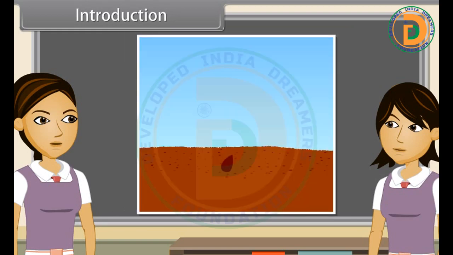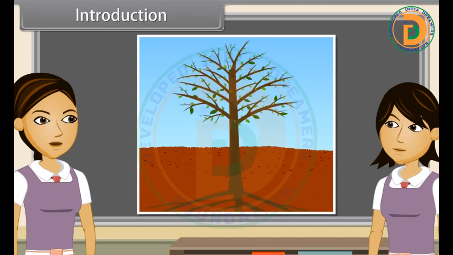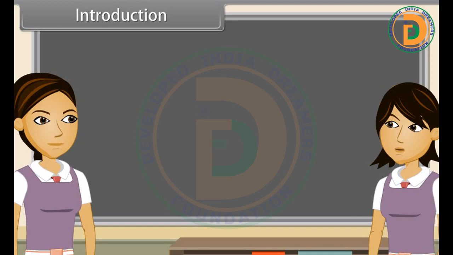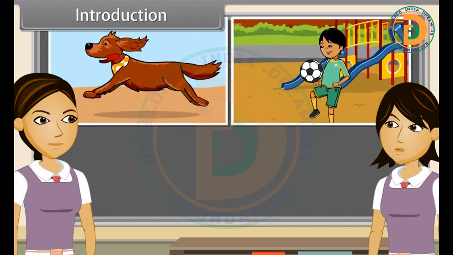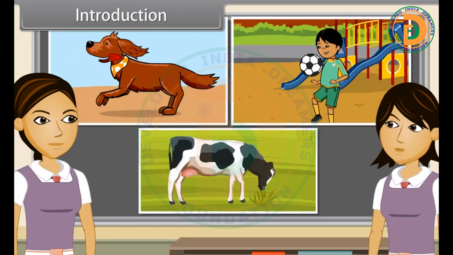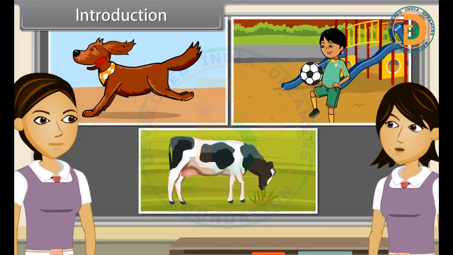This movement can be due to growth, as in plants, where a seed germinates and grows. This movement in plants stops after a particular time. On the other hand, in animals and some plants, these movements are not connected with growth. Some examples are the running of a dog, children playing football, and cows chewing cud. These movements are not related to growth.